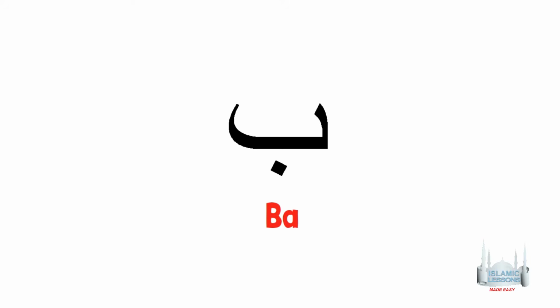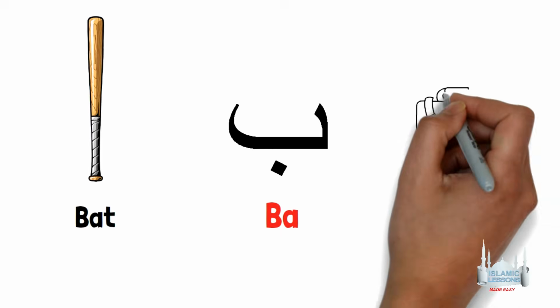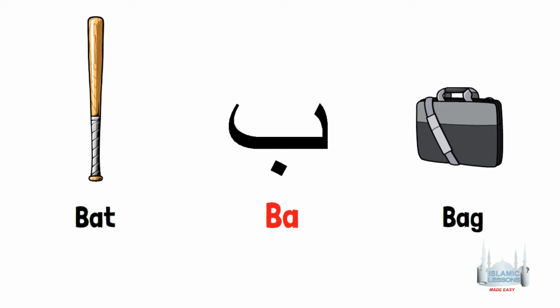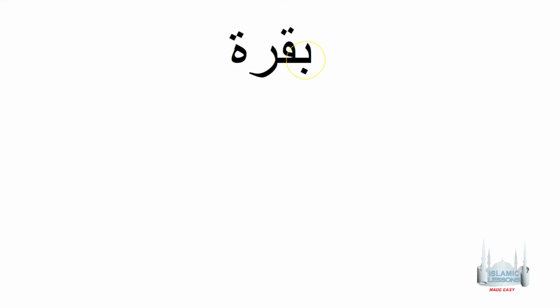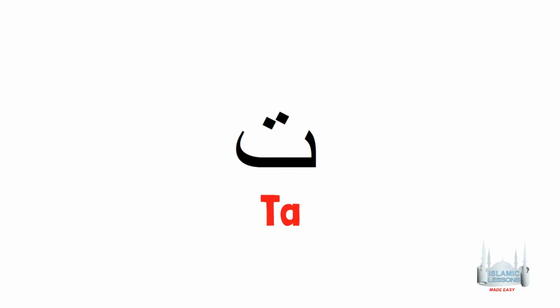This letter is Ba. It has a dot on the bottom. It is a light letter and sounds like the letter B in the word bat or the word bag. This is what Ba looks like in the beginning, like this in the middle, and like this at the end of a word.